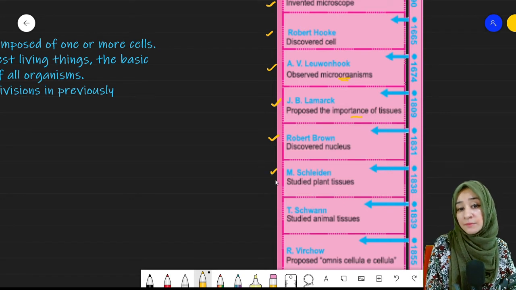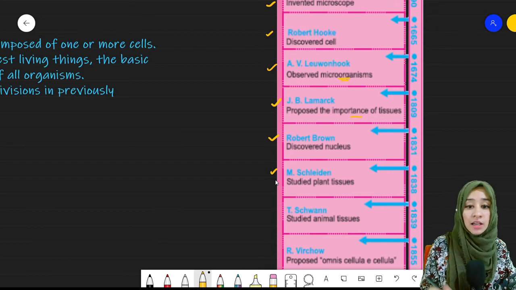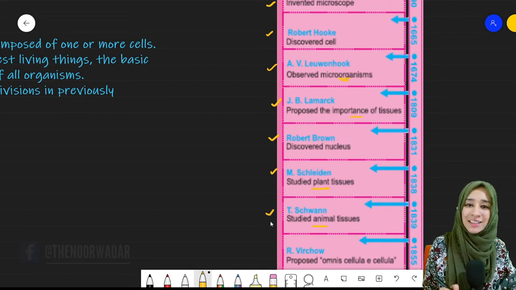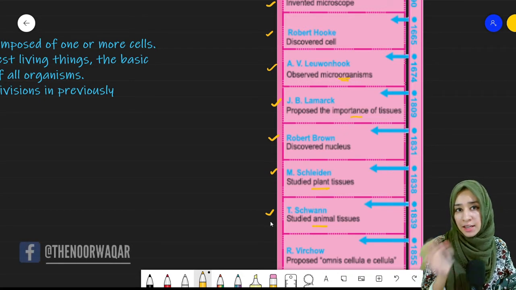Then came Schleiden. Schleiden and Schwann, these are the two scientists who played a major role in the development of the cell theory. Schleiden studied plant tissues, whereas Schwann studied animal tissues. Both of these scientists made the cell theory actually at the end.